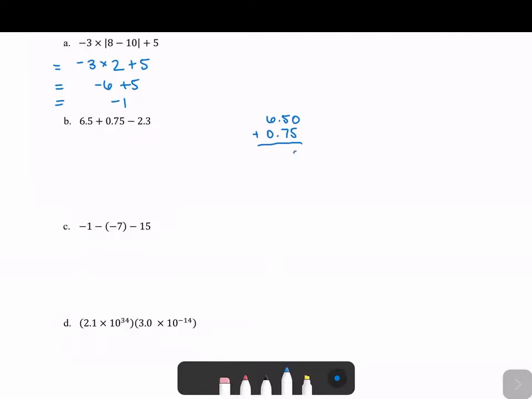So 0 plus 5 is 5. 5 plus 7 is 12. Carry the 1, 7, and we just carry the decimal point down. So this is 7.25 minus 2.3.